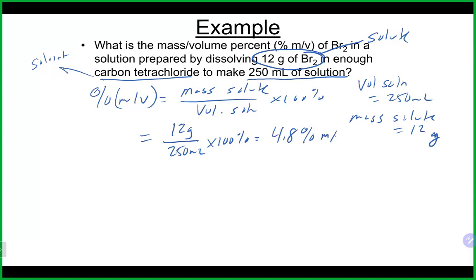And you could write mass M/V for mass to volume of bromine in this case, right? And again, the units really don't cancel out, but we do leave it as a percentage at the end. First off, any question on the calculation? Why is carbon tetrachloride a solvent here and not water? Would water be a good solvent for this?